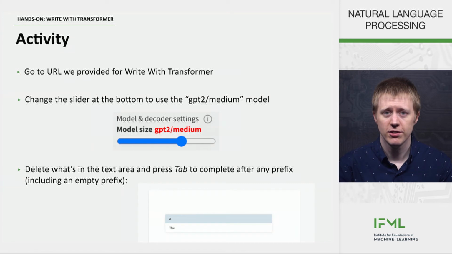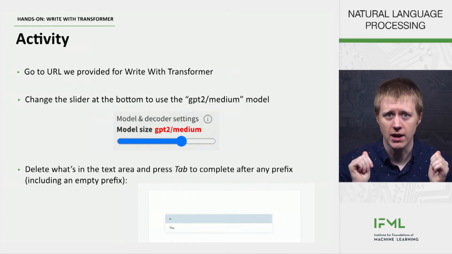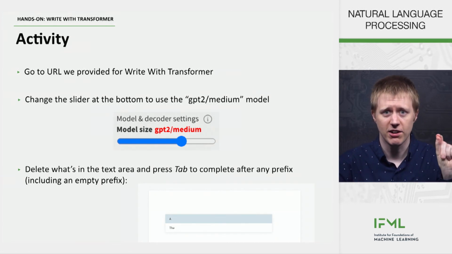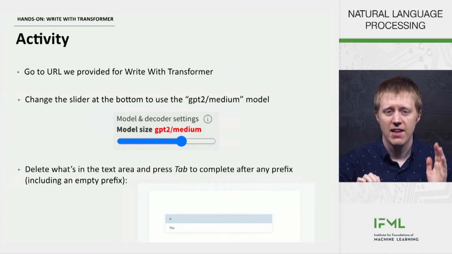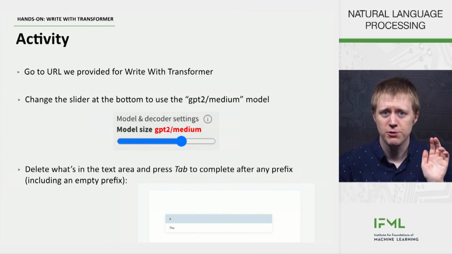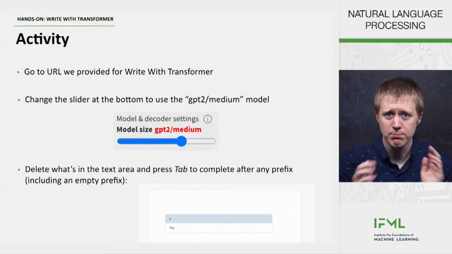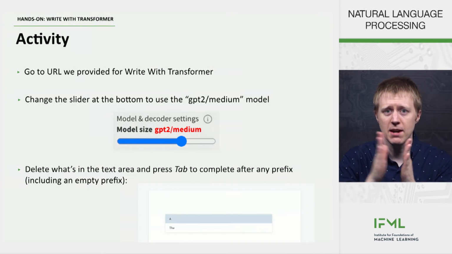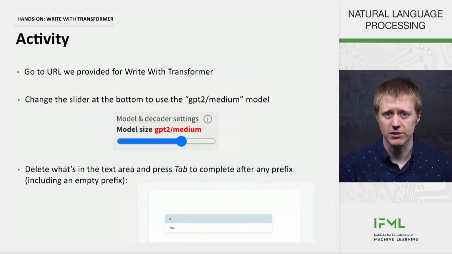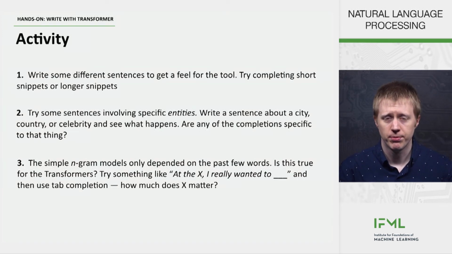So then there's this big text area. It looks like a Google Doc. So take that text area, just delete everything there. And then you should be able to see that if you press Tab, any prefix, any context that you have, the model will then make a prediction about what words might come next. So here's what happened when I hit Tab with an empty document. It said a or the would both be reasonable words to start off with. Okay, that makes sense.